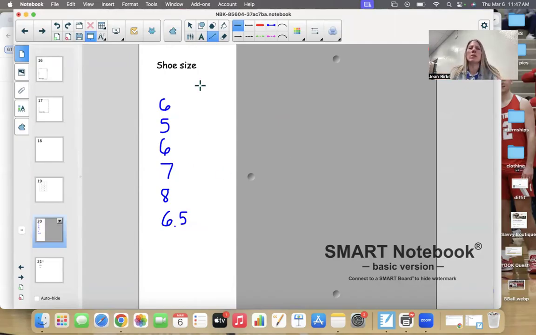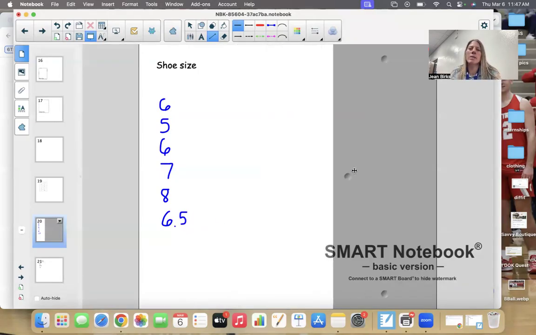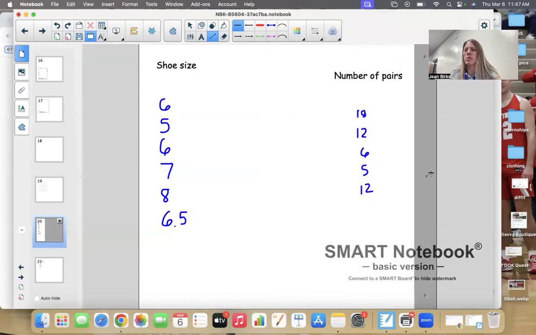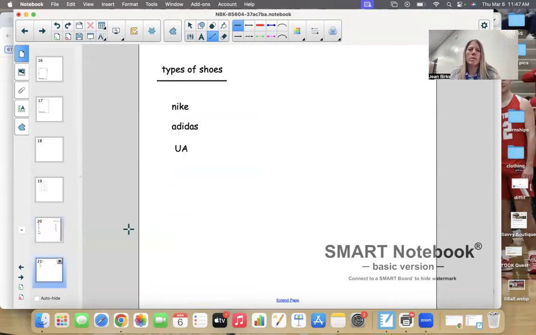So I asked a question like, hey, what's your shoe size? And I got answers like this from your classmates. I asked them, how many pairs of shoes do you have? And I got numbers like this. I asked them, what kind of shoes do you wear? And they had to choose between Nike, Adidas, and Under Armour.